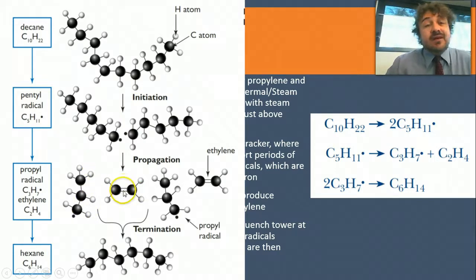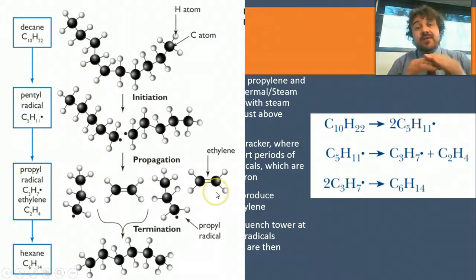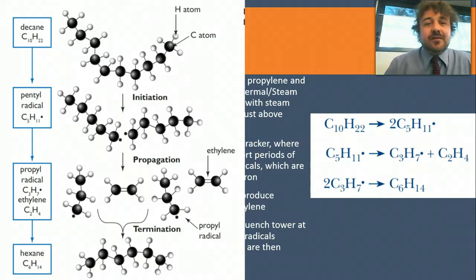These ones stabilize because they form a double bond, whereas these ones here, they're still radicals. At termination, we cool them down rapidly. These guys join together, and we fractionally distill the ethylene out. That was simpler. I don't know why I didn't just say it like that in the first place.